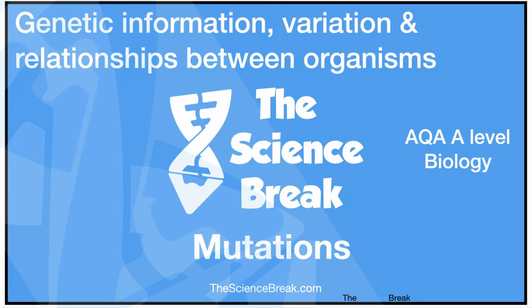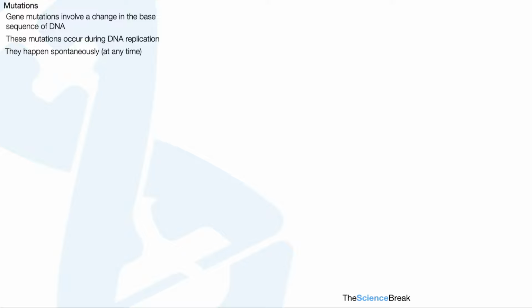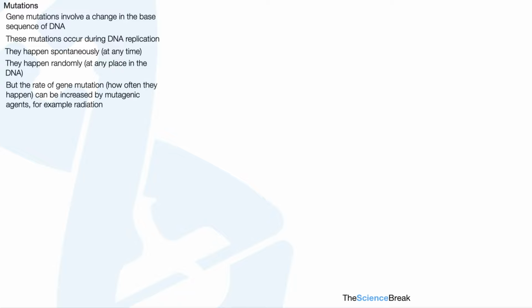Next, we take a look at mutations. Gene mutations involve a change in the base sequence of DNA. These mutations occur during DNA replication. They happen spontaneously at any time, and they happen randomly at any place in the DNA. But the rate of gene mutation, how often they happen, can be increased by mutagenic agents, for example, radiation. Important to note that mutagenic agents, for example, radiation, don't cause mutations, they increase the rate of mutations.